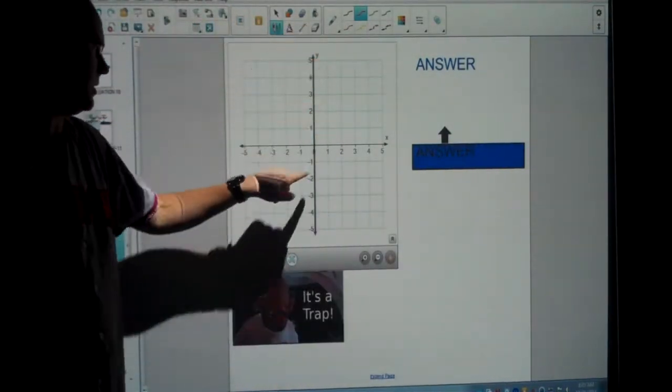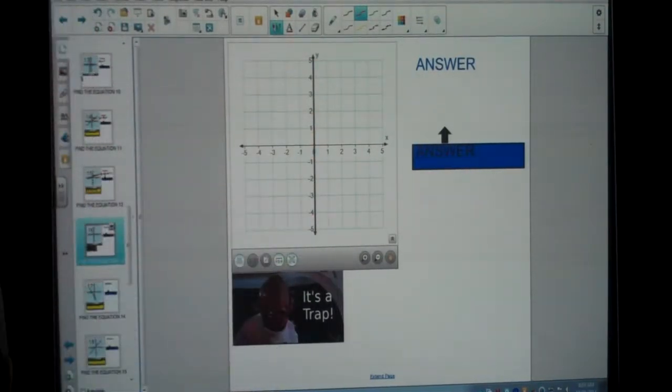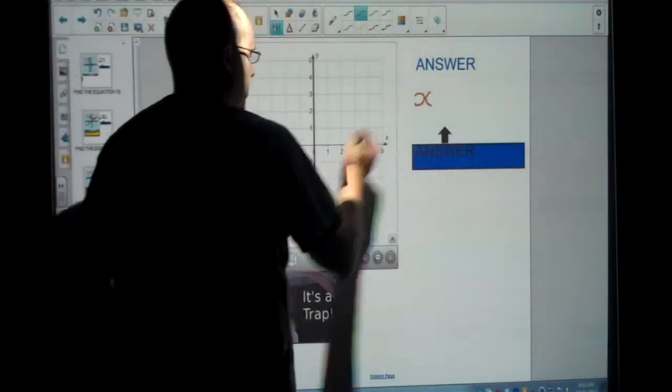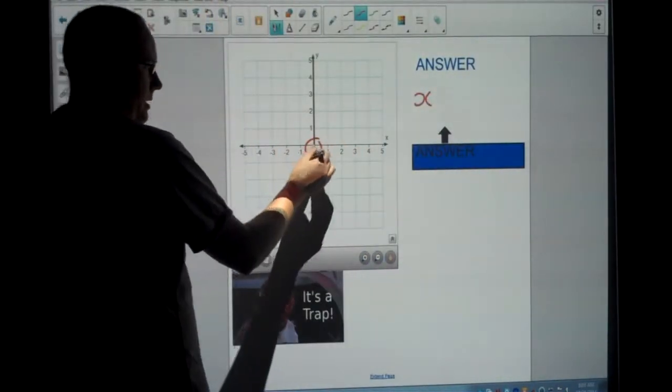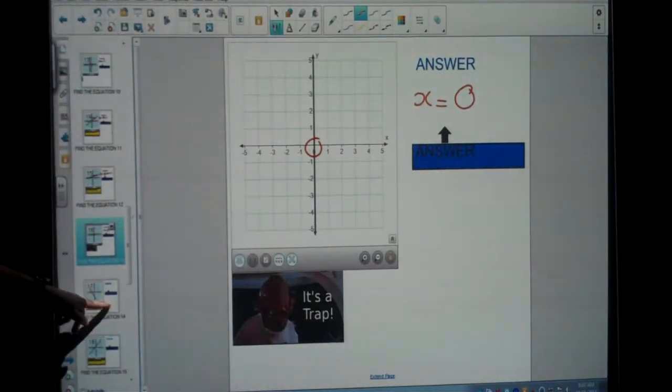This one might not be so easy to see. This is actually a vertical line right on top of the y-axis. So vertical lines are x equals, and then we just have to look where it passes through the x-axis. 0, so that would be the equation x equals 0.